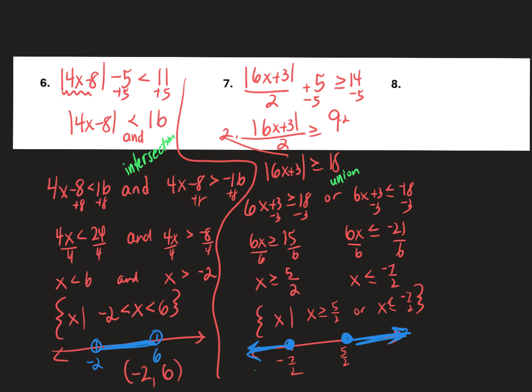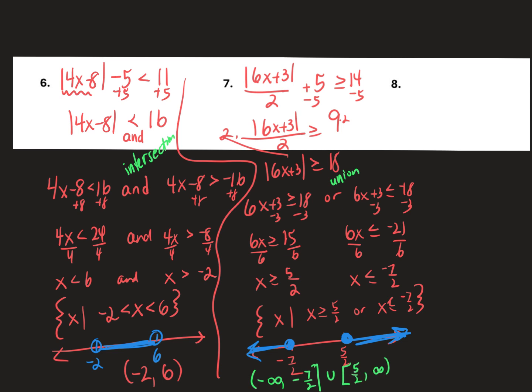In interval notation, from negative infinity to negative 7 over 2 with a bracket, union, bracket, 5 over 2 to positive infinity.